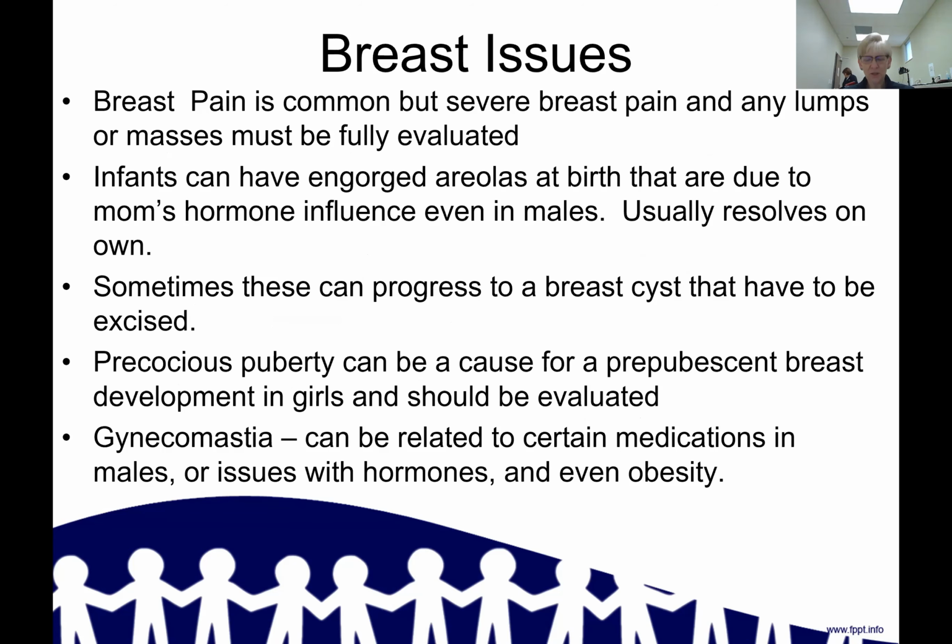Okay. So let's move on to breast issues. Now, you've got kids, both male and female, that have breast issues. Breast pain is very common, but severe breast pain and any lumps or masses must be fully evaluated. As girls develop, they may have one breast that develops faster than the other one. So you've got to talk them down off the cliff with that, or they're having pain, or they're having lumps, and there may be a family history of breast cancer. There's no family history of breast cancer, but mama's freaking out thinking that her adolescent has breast cancer.